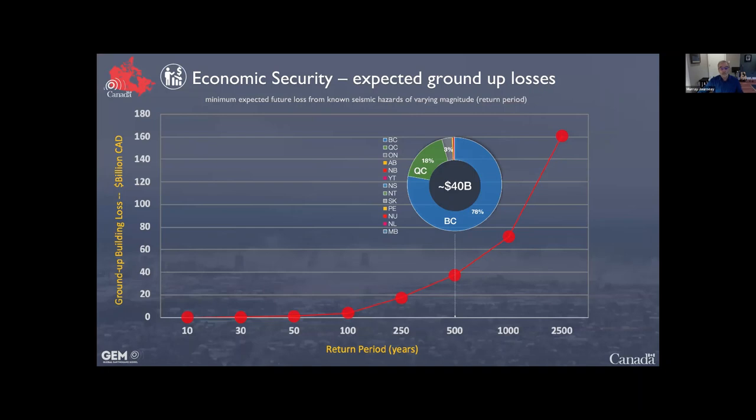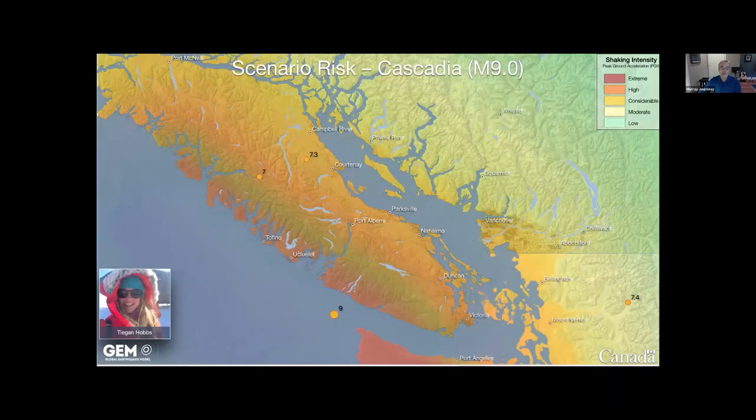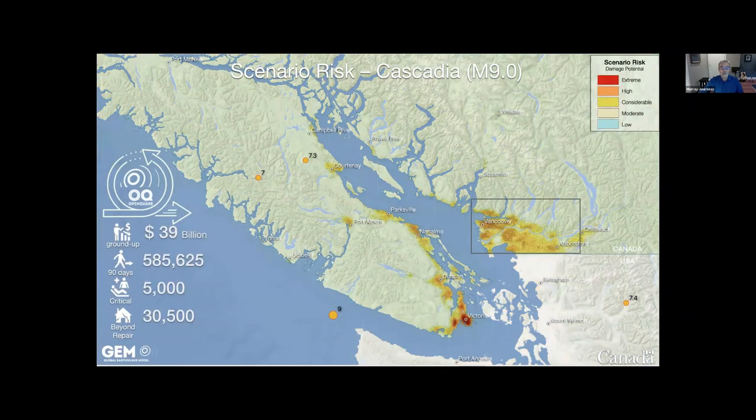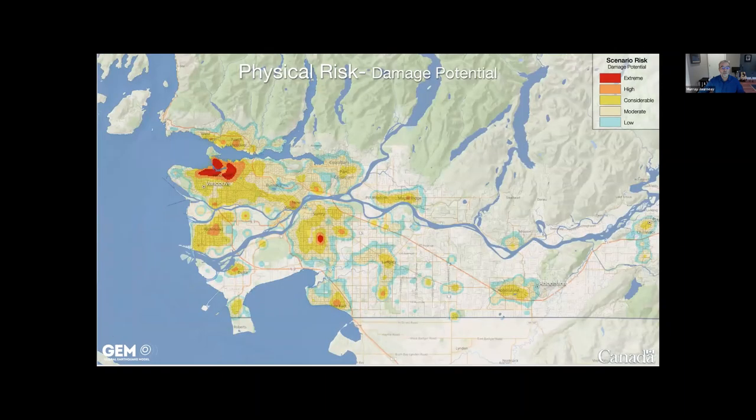This provides the context then to look at more specific risk reduction strategies, which we often do through the lens of scenario models. And so my colleague Tegan Hobbs is leading an effort to build a scenario catalog for Canada that looks at representative events from that stochastic set, and to help make evident the implications of those events on settled areas in Canada. So here we're in Western Canada, focusing in on Vancouver, and just to give a sense of how we use these scenario models to support emergency management and community planning down at the neighborhood level.